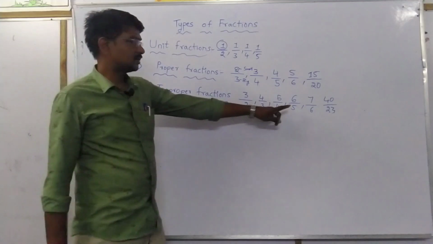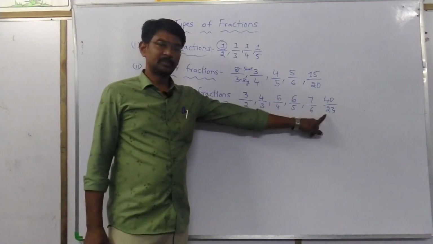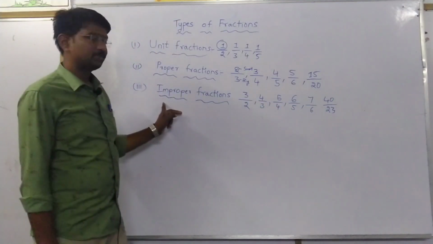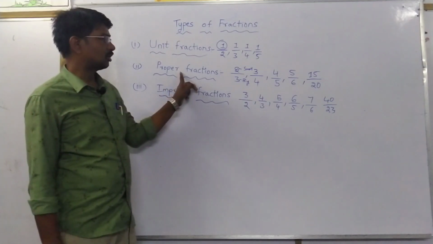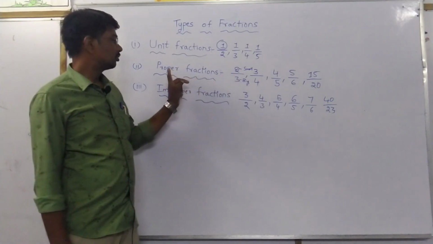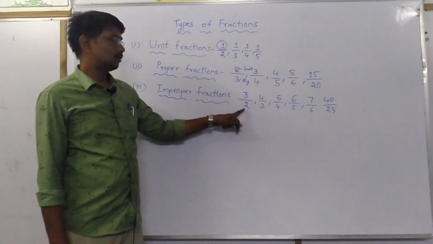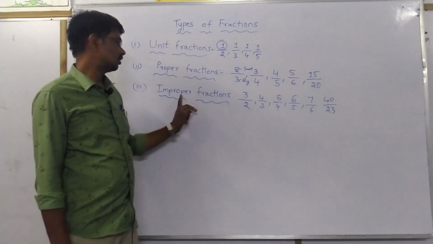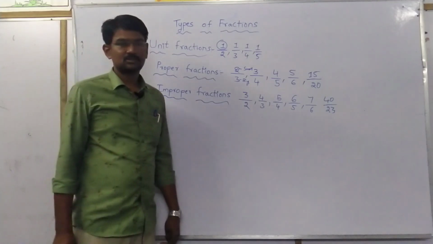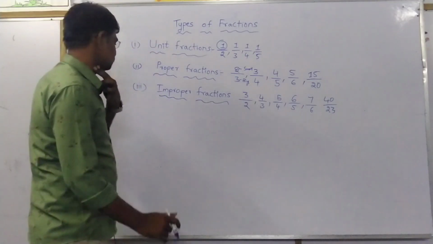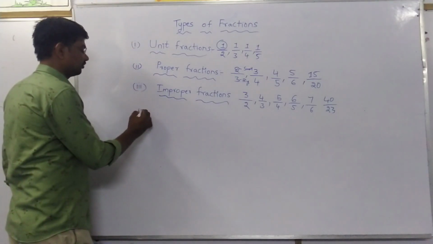Numerator bigger than denominator is called an improper fraction. Numerator smaller than its denominator is a proper fraction. Numerator bigger than its denominator is called an improper fraction.